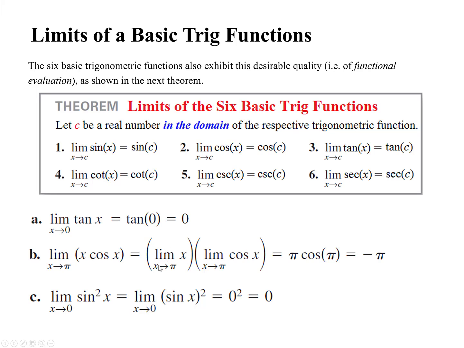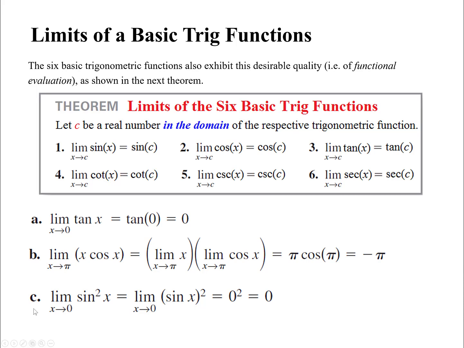So now the limit as x goes to pi of x is simply pi. The limit as x goes to pi of cosine x is cosine pi. And so now, of course, we evaluate both of these 2 limits separately through functional evaluation. And the final answer is the product of pi times the cosine of pi. Of course, the cosine of pi is -1, so this answer is minus pi.